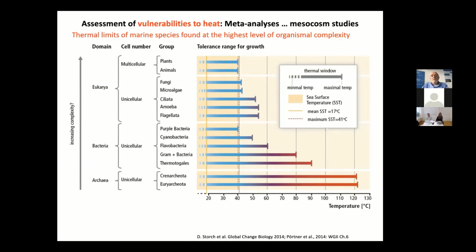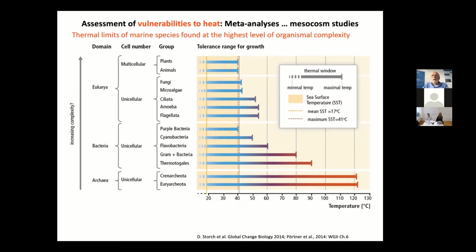Or you can start with the most simple ones. You can say they start at a very, very high level, beyond 110, 120 degrees in the archaea. And then the bacteria, they have lower thermal limits across a wide range. And then once you come to eukarya, they are moving more towards the 40 to 42, 43 degrees temperature limit. And the same limit is valid for plants and animals.